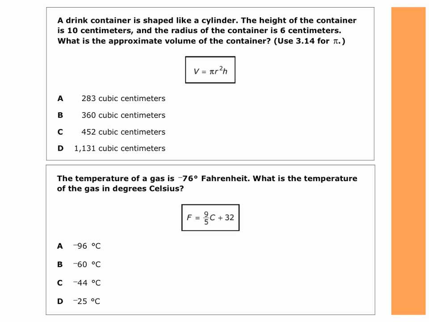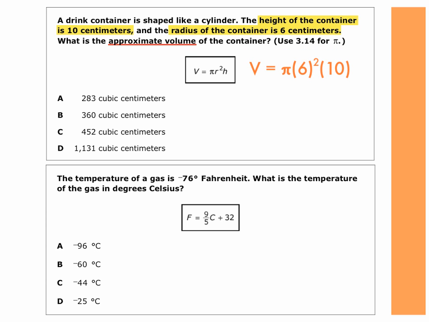In this problem, they give us important information. They tell me that the height of the container is 10 centimeters. They also tell me that the radius of the container is 6 centimeters. My formula is given in the box, volume equals pi times radius squared times height. It's also asking me for the approximate value, so it's not going to be the perfect, exact answer. Go ahead and plug in what you know into the formula.